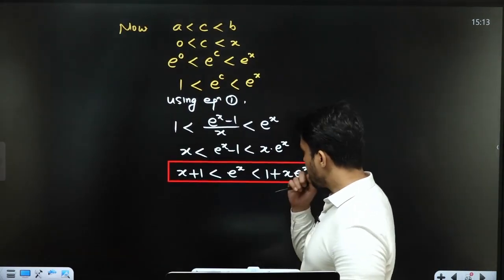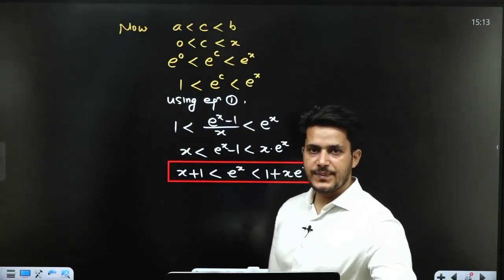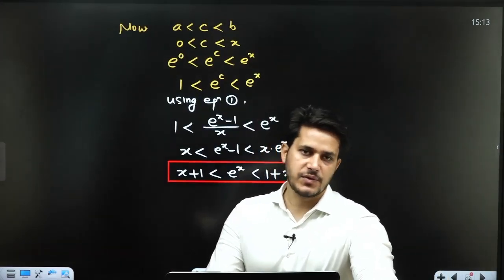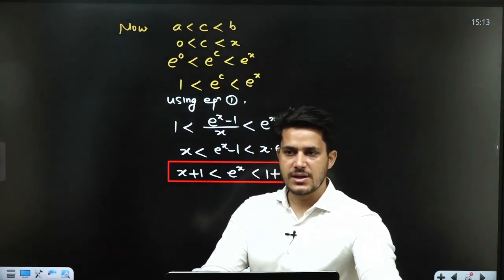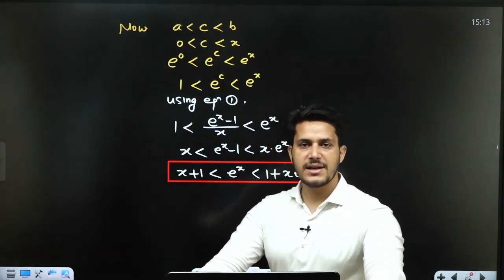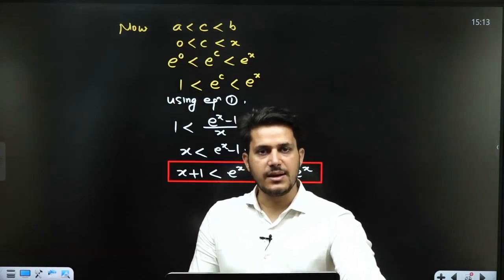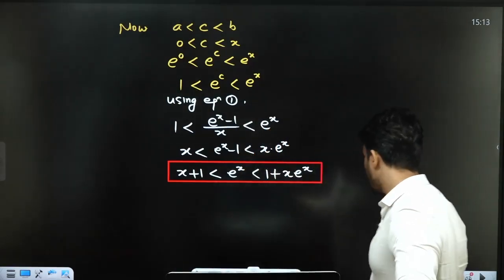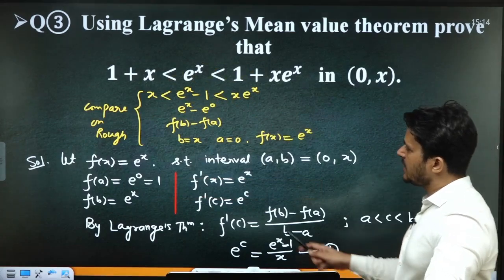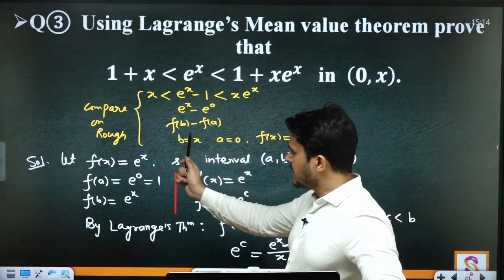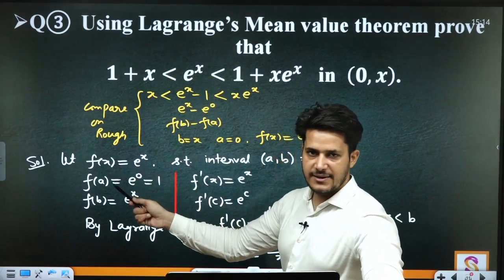So in this way you can prove any inequality type of question using Lagrange's theorem. आप Lagrange theorem से किसी भी inequality के टाइप के क्वेश्चन को कर सकते हैं. Starting of the question will be from comparing fb minus fa upon b minus a. ये काम आपको करना पड़ेगा पहले और सॉल्यूशन पार्ट में इस तरीके से दिखाना है.